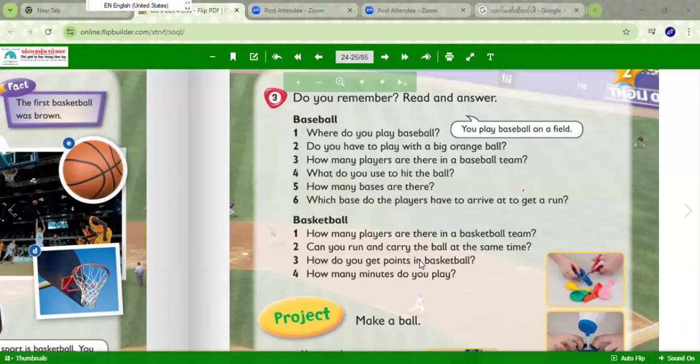So what do you have to do to get 1 point? Throw the ball in the basket. Very good, exact answer. You have to throw the ball into the basket. This is how you will get a point. The 40 minutes is the time frame.